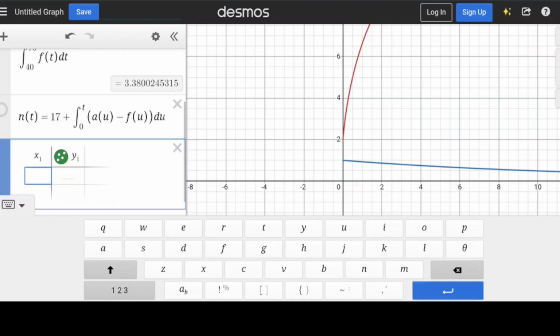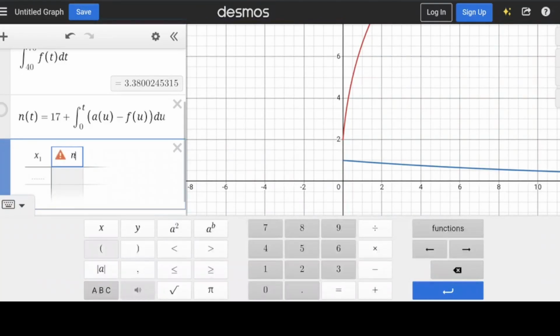You can kind of see that. I'm going to tell it, I actually don't want to just tell you what y is. I want you to tell me what y is. So I'm going to ask you for n of x1. That would be great. We know at time 0 there is 17. That's not going to be useful to us. We're interested in at time t equals 100.